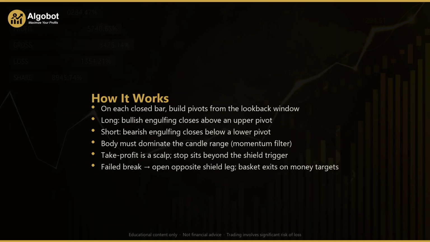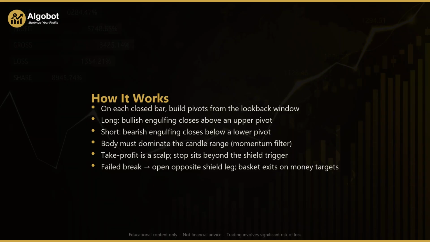Let's walk through the mechanics step by step. Everything begins on a freshly closed bar, and the strategy only looks for a new trade when it is completely flat, holding no positions. First, it builds the pivots. Over the look-back window of bars that precede the signal candle, it finds the highest high and the lowest low, and it takes the preceding bar's close.